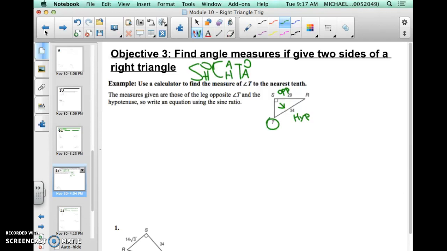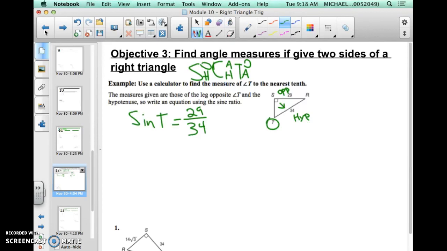So I'm going to write out sine of angle T because we're trying to find the actual angle measure this time. We've done this before where we've found an unknown side, and we've been given an angle. This time we're trying to find the actual angle measure given two sides. So I'm going to write sine of T, and I know that I'm going to be solving for T, and I'm going to set it equal to the ratio of sine, opposite over hypotenuse, equals 29 over 34. And that is the first step for all these, setting up the correct trig function ratio.